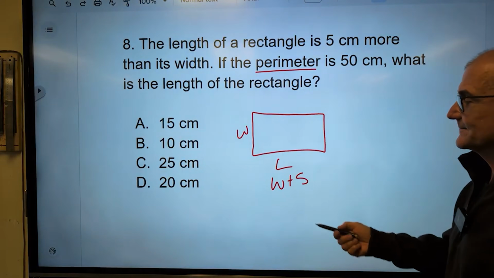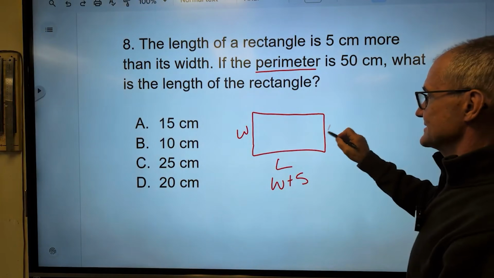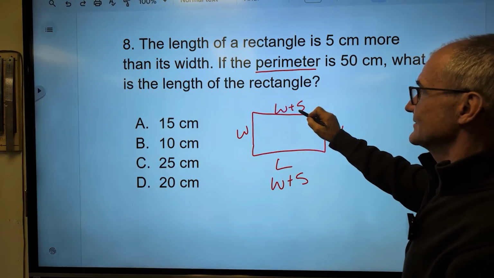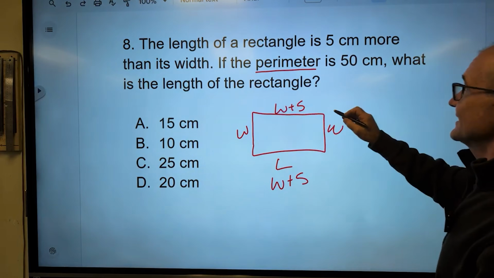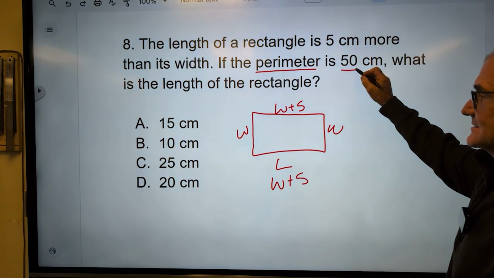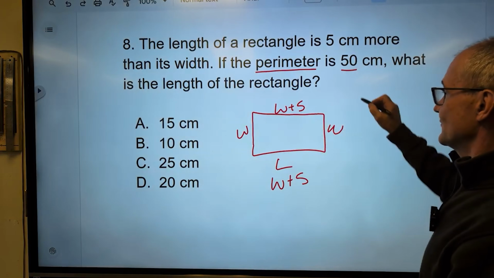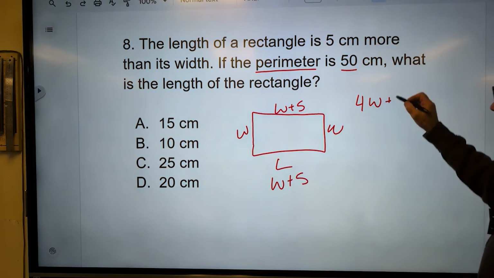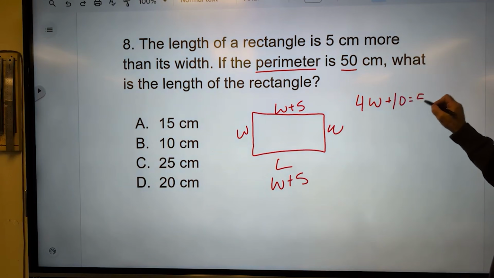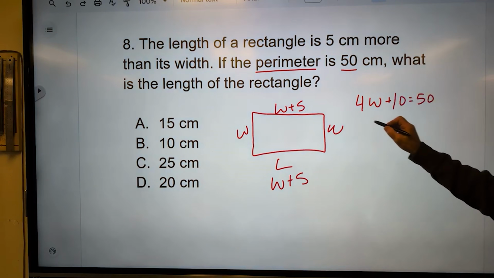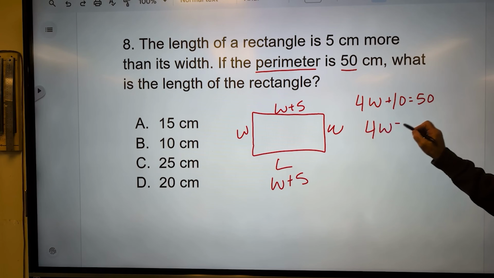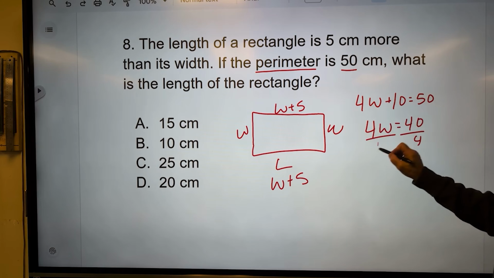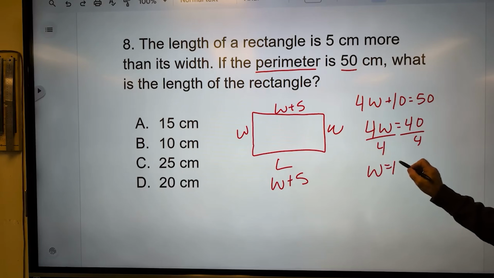Let's do it with algebra. I know that this W plus this W plus this W plus 5, all 4 of these things added together equal 50. So I have 1, 2, 3, 4 W's plus 5 is equal to 50. Subtract 10 from both sides, 4W equals 40. Divide both sides by 4, W is equal to 10.